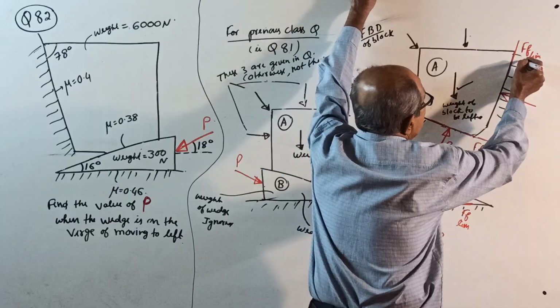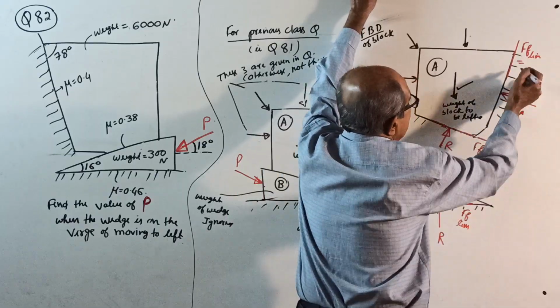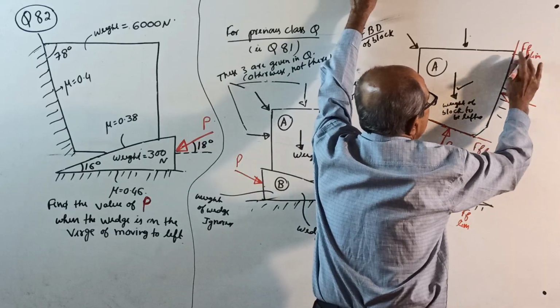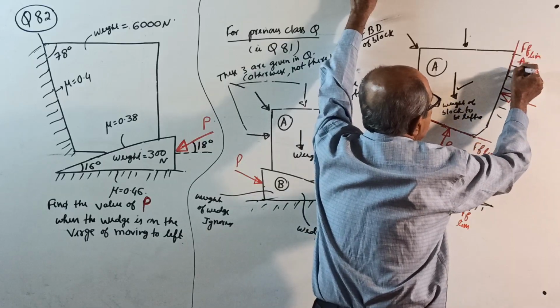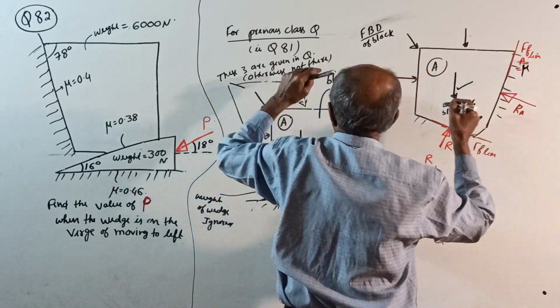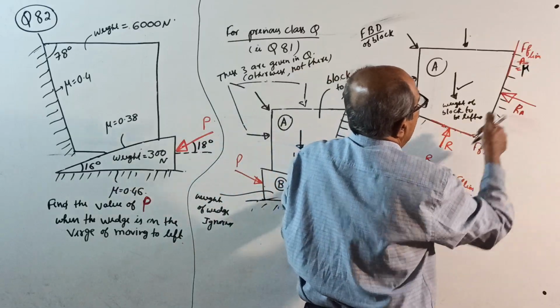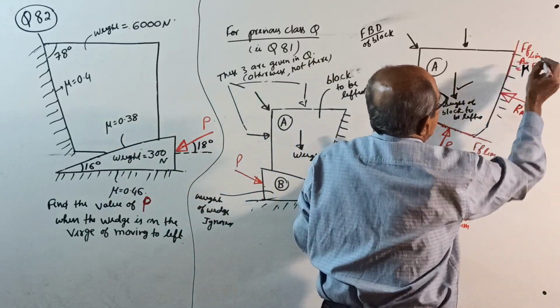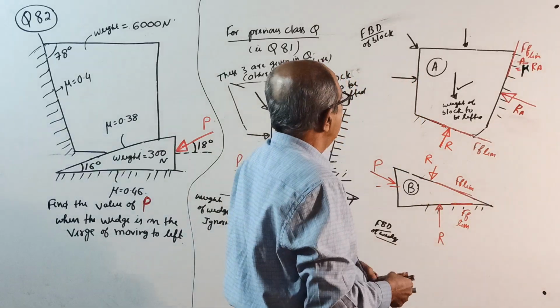And this is FF limit for A, equal to what? Equal to whatever is the mu here, into RA.